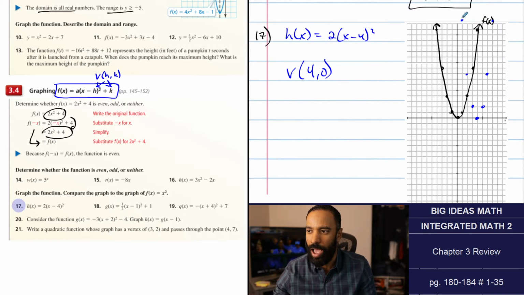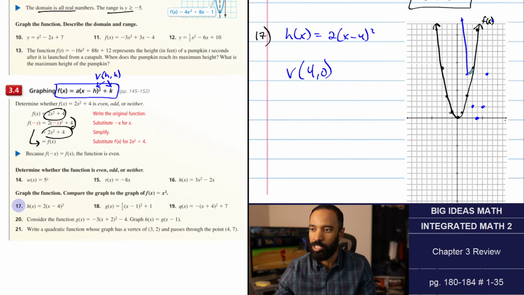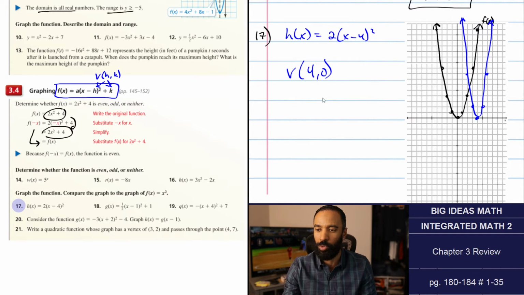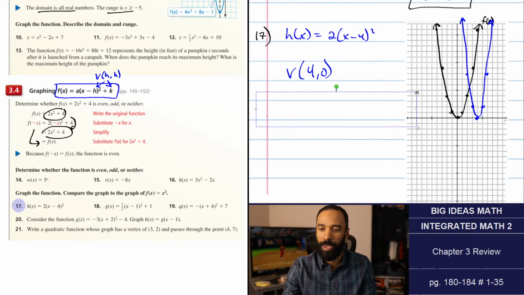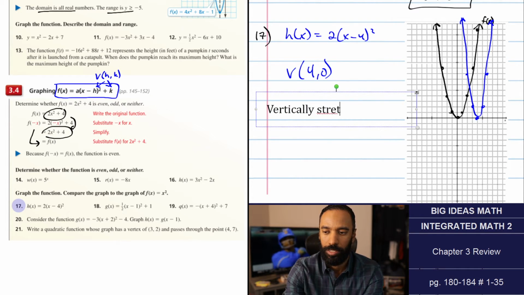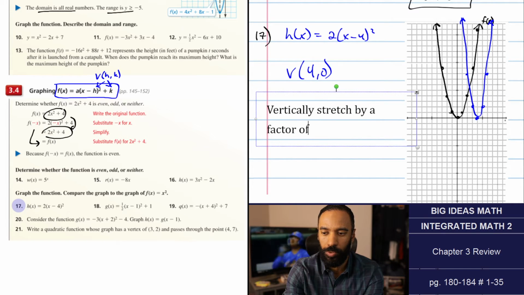Okay, so this is the graph. It's still an upward facing parabola. It's, believe it or not, skinnier. Sorry, this graph won't actually look very good. It's a little skinnier than the black one, but we're going to describe it the way I've been doing it before, how it compares. We vertically stretch by a factor of 2 and translate 4 units to the right.